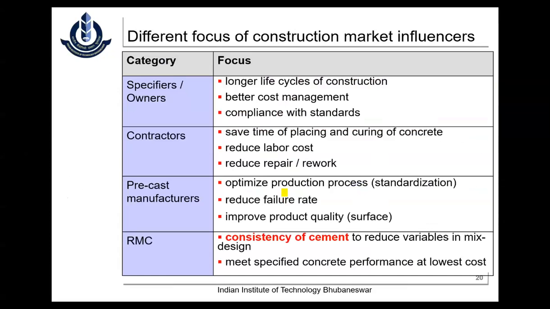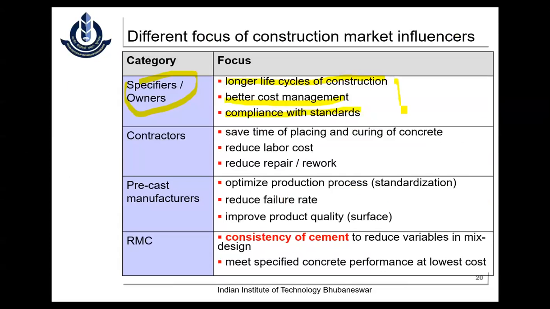If you summarize all this, what is the different focus of the construction market? If you look at the owners, they always look for longer life cycles of the construction. It should have better cost management, it should be cost effective, and it should be compliant with the standard. That is what any end user, any client who wants to have a building or any facility is going to look at.